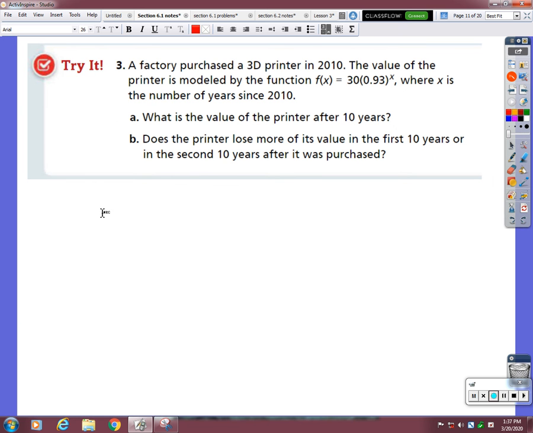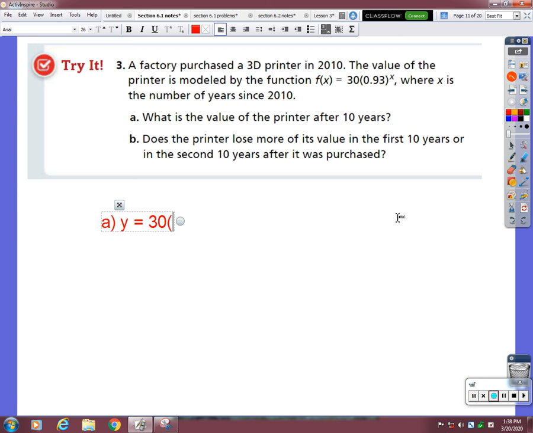Alright, so the way this looks is they have given us a function this time. Now you'll notice this time the thing that we're multiplying by is less than 1. That's because we're talking about the value of an object, and the value of this object, a printer, is decreasing, and so we're multiplying by a number less than 1 so that it's going down. So this right here, this 0.93, what that tells me is that the object is worth 93% of what it was worth the year before.